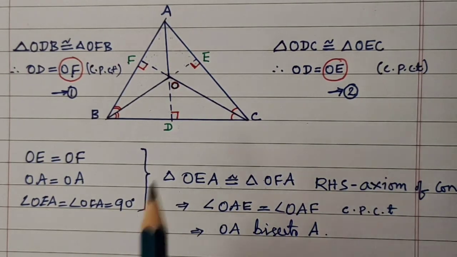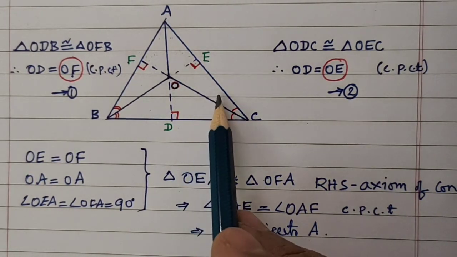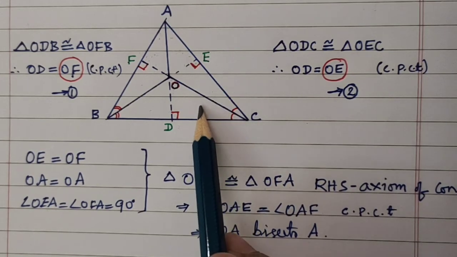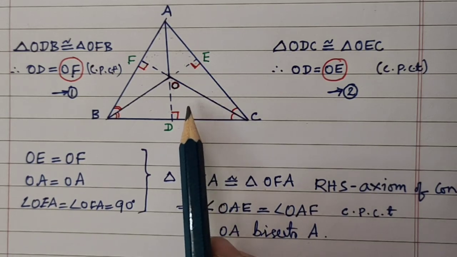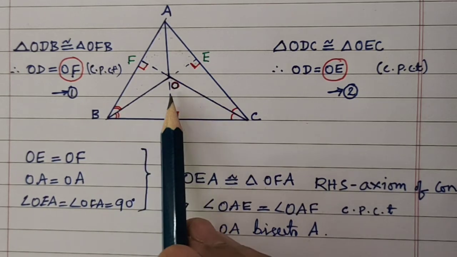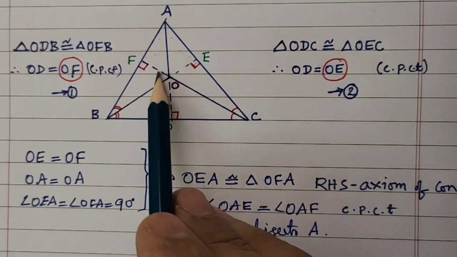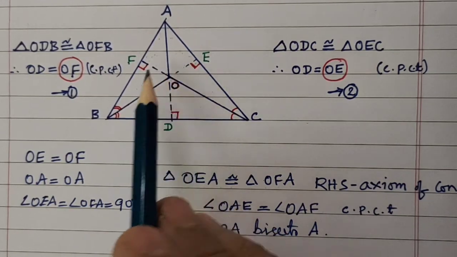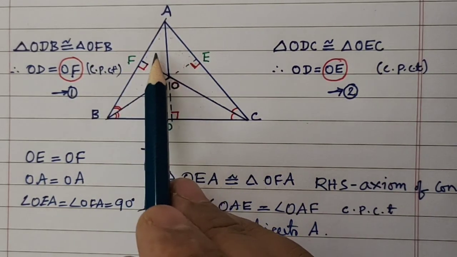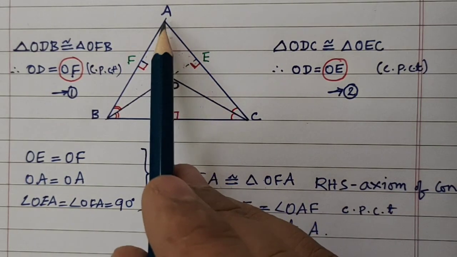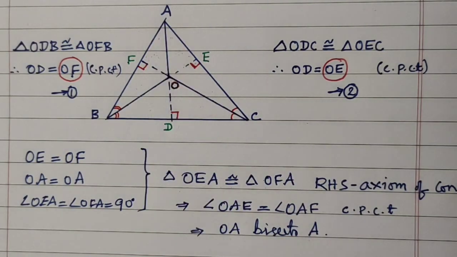Like this, you have to analyze visually, then you should start writing, so you should not get confused. First prove this triangle congruent, then this triangle congruent. Because these two are congruent, this and this is equal to this and this. Because this is equal to both of these, then this will be equal to this. And prove that these two are congruent. Once you prove these two are congruent, then we can always say that OA bisects angle A.